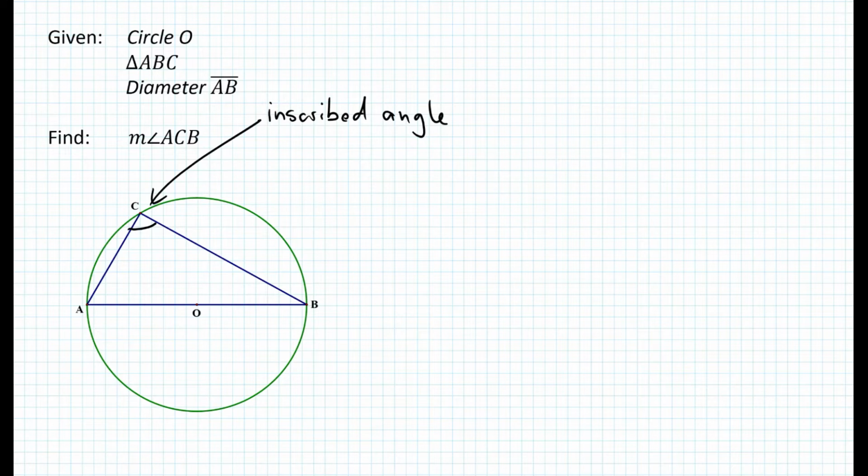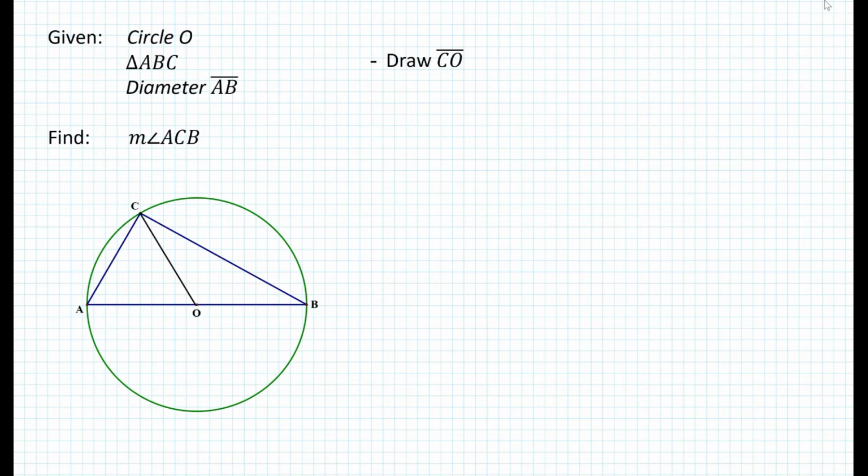Well, this seems a little odd because we don't have any other measurements. We don't know what the measure of angle CAB is or the measure of angle ABC. So how do we find the measure? Well, what we can do here is first construct a segment from O to C. And let's call the angles in terms of X and Y. So again, let's draw segment CO as shown in the figure. Then we'll let the measure of angle ACO equal X and the measure of angle BCO equal Y.